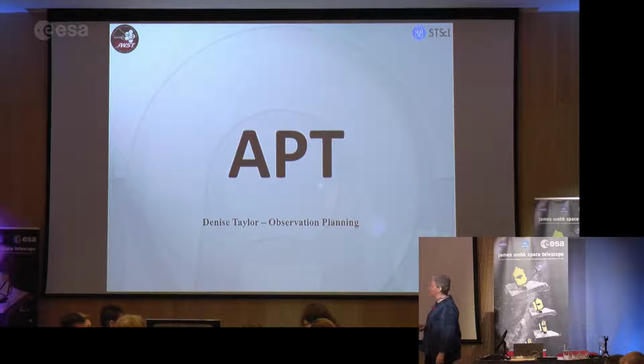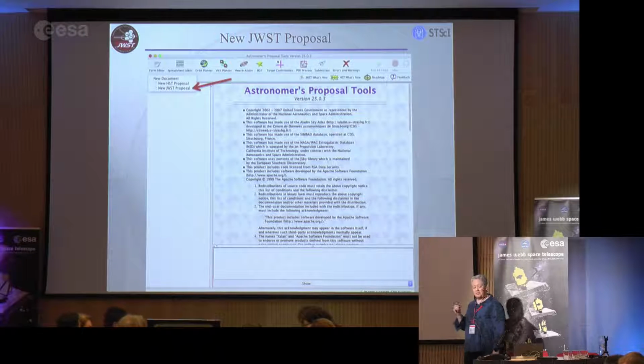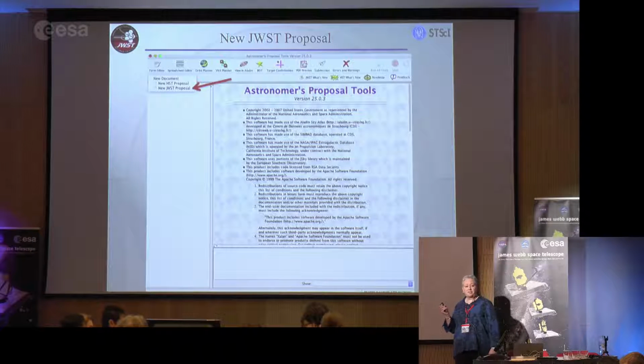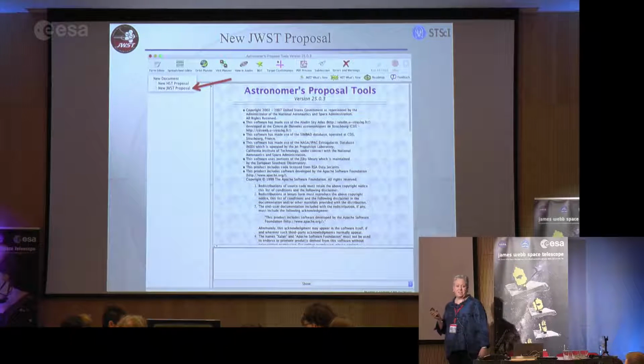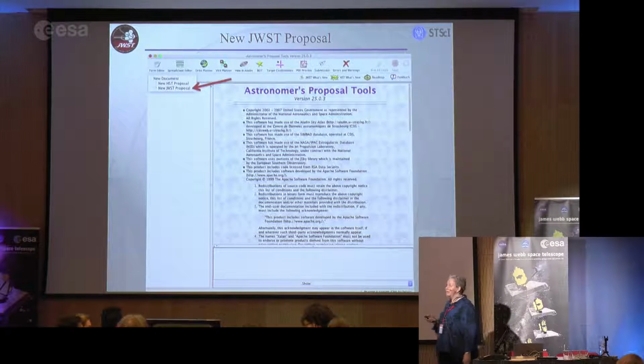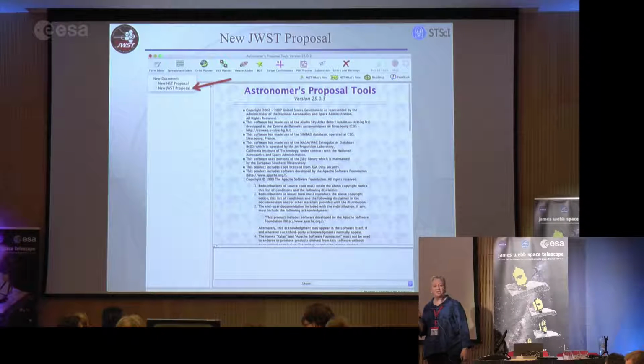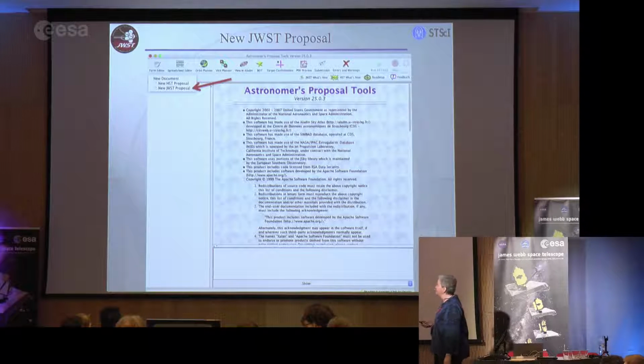just some simple clicks. So when you first open APT, this is what you see, and APT supports both HST and JWST, so you have to choose which mode you want to put it into. So there is an option for a new document, and you open that menu and choose the JWST document. And then you are now in JWST mode, and you will see all the parameters that you need to put in for JWST.